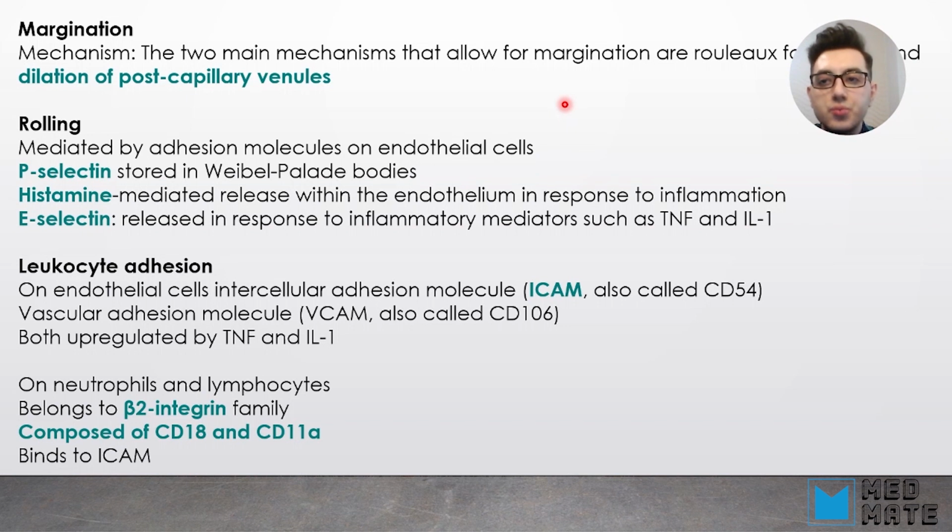The next step is rolling, and rolling is mediated by adhesion molecules on endothelial cells, and mainly they are selectin molecules. We have two types, P-selectin and E-selectin. P-selectins are stored in Weibel-Palade bodies, and that is a way that I memorized how P-selectin and Weibel-Palade bodies are correlated with one another. E-selectin is released in response to inflammatory mediators such as TNF and IL-1.